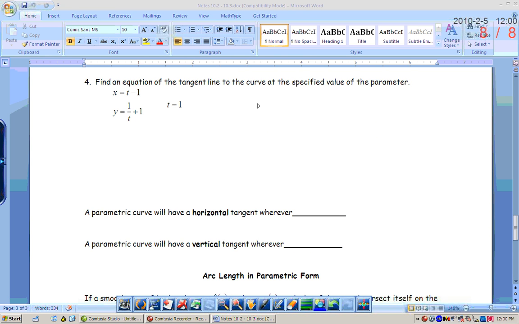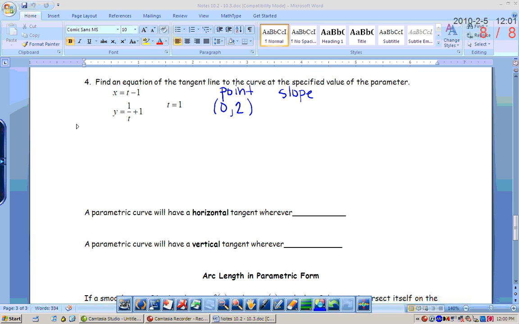Okay, find an equation of the tangent line to the curve at the specific value of the parameter. Okay, so equation of a tangent line is, what do I need? I need a derivative or a slope, and I also need a point. Just plug in 1 and you'll get your point. So my point is going to be (0, 2). When t is 1, x is 0, and y is 2.